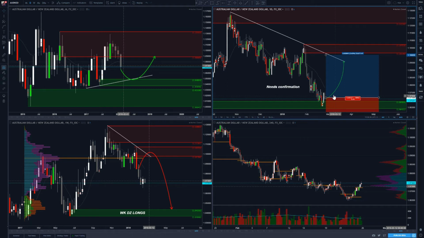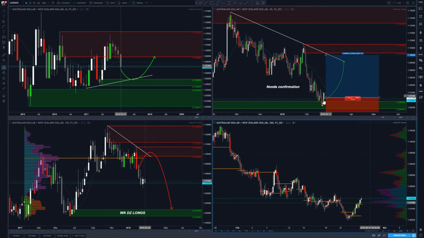But before I take a long here, I will need to see some confirmation, some nice bullish candle, an engulfing candle, removing this opposite price action, and then I will be entering on the correction.